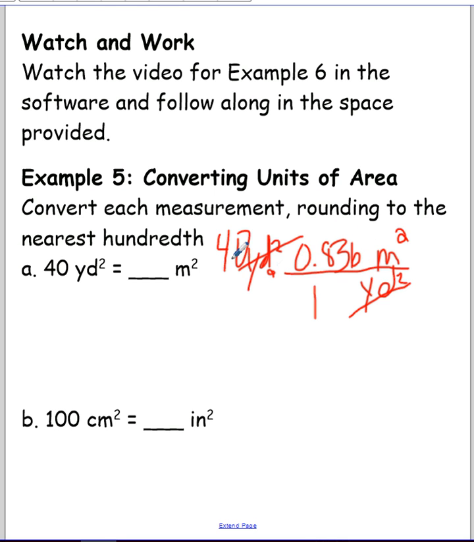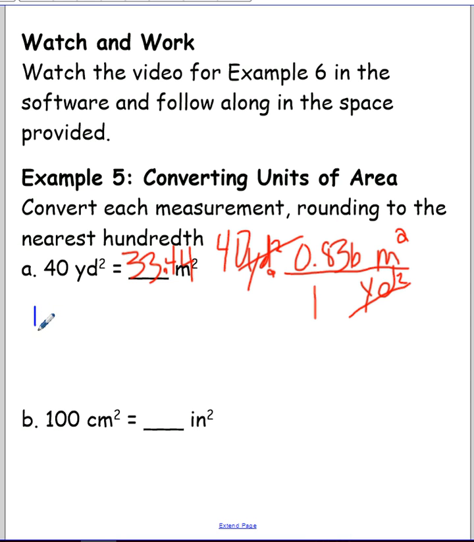So in the calculator, if you do 40 times 0.836, you're going to get 33.44 meters squared.